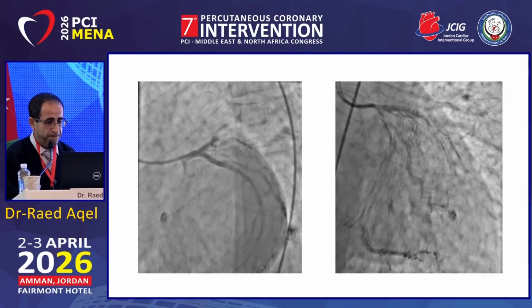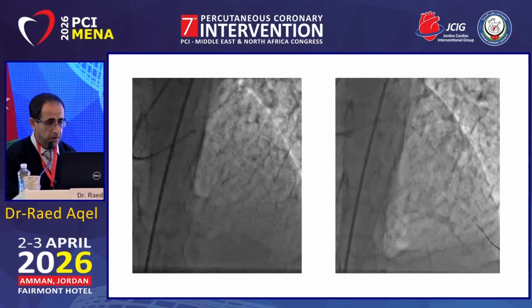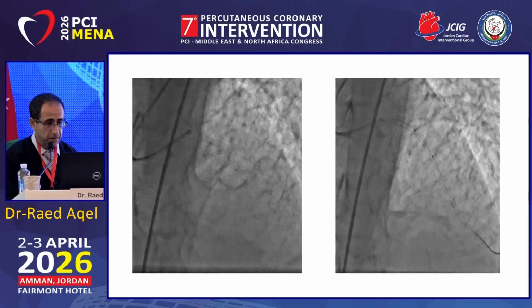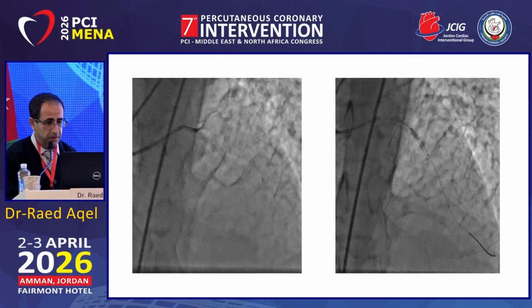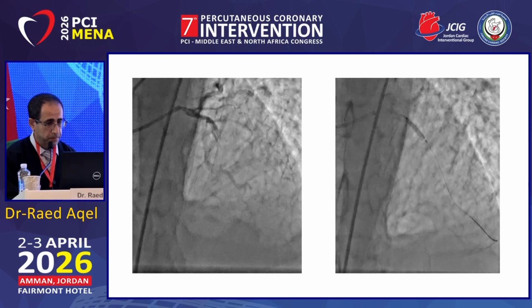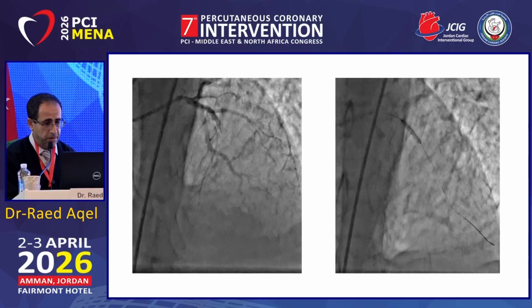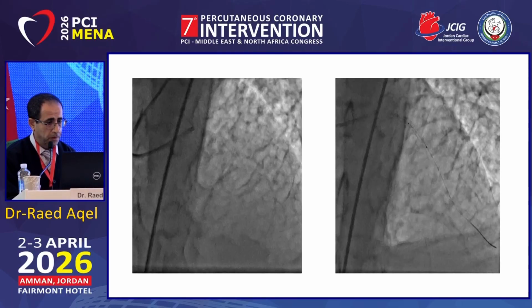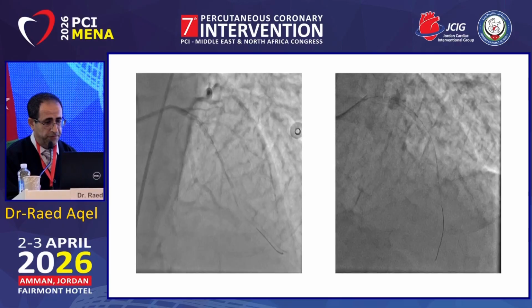Okay. So the LAD, as you expect, was thrombosed. Again, we cleaned the artery, ballooned it, and then we placed a stent in the middle uncovered part, and another stent at the diagonal bifurcation. Okay, and that is our final result.